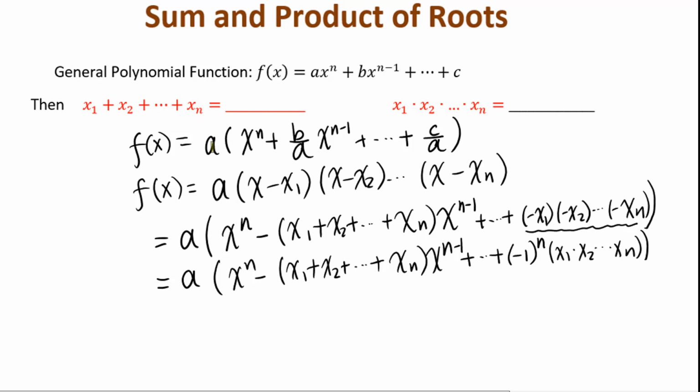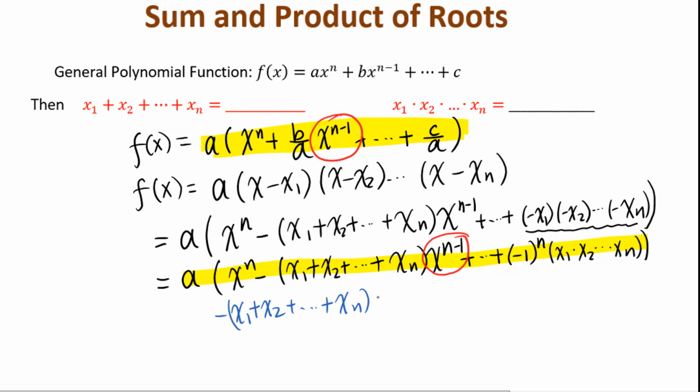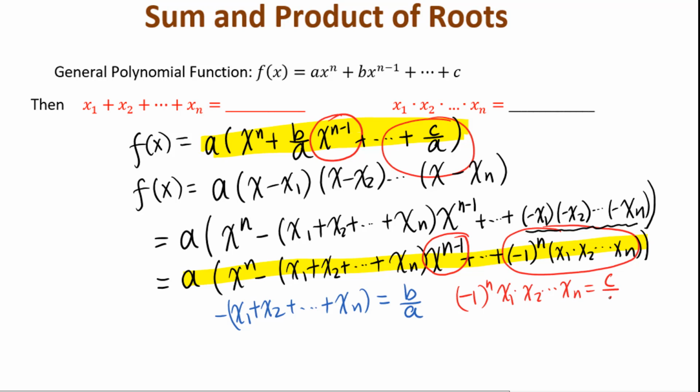Now we compare these two polynomial functions. The coefficient of x to the n minus 1th power will be equal to each other. So we have negative x1 plus x2 plus xn equals b over a. Constant term will be equal to each other too. So we have negative 1 to the nth power x1 times x2 times xn equals c over a.